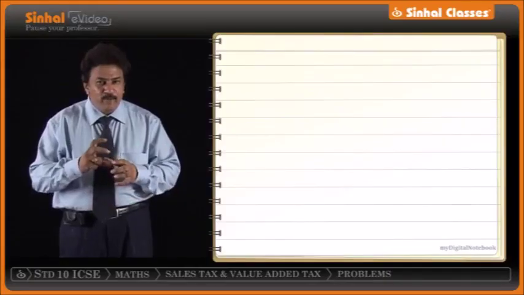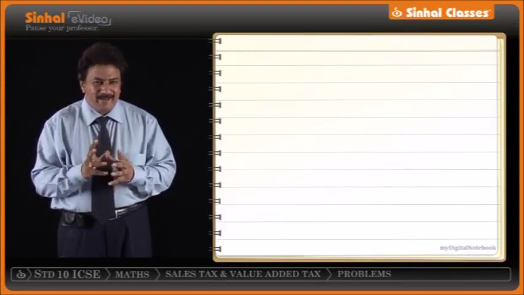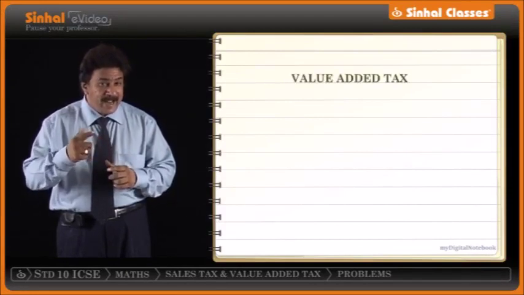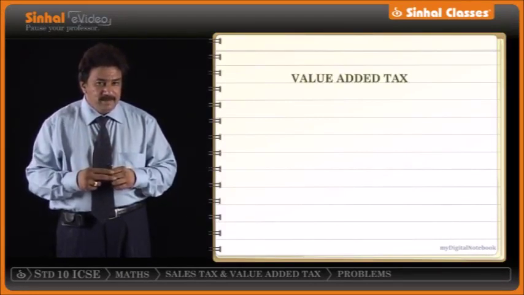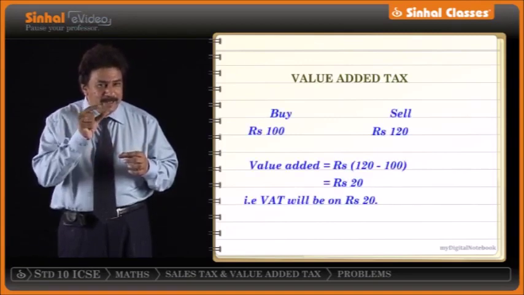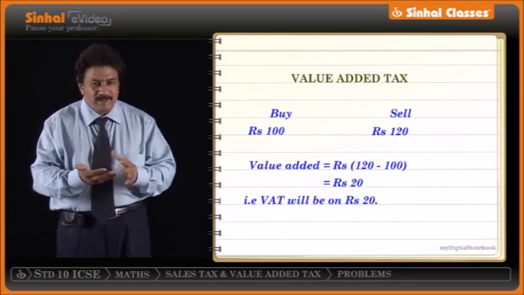Now we are entering into a very important part of this chapter. That is problems on VAT. What is VAT? Value added tax. You buy something for 100, you sell for 120, the value added is 20 over here. Tax will be on rupees 20. You'll understand more when you do the sum.